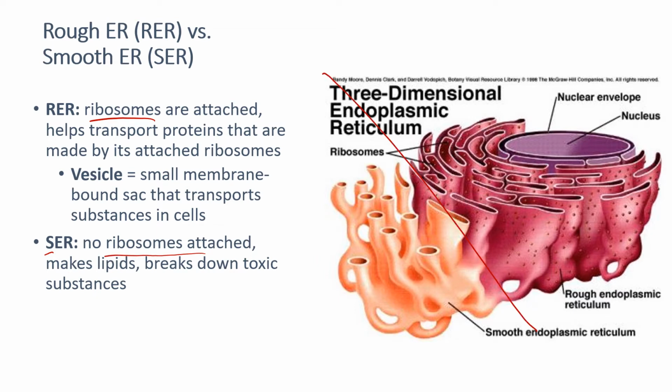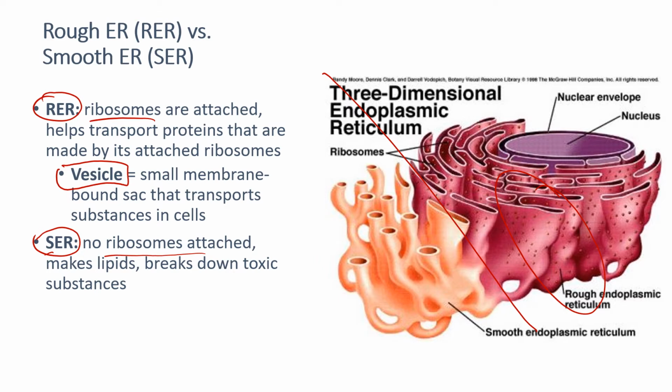You'll notice that they both have different functions. The rough ER, with the ribosomes on it, helps transport proteins that are made by those particular ribosomes. The ribosomes make proteins, and these you can say are contained within something called a vesicle. A vesicle is a membrane-bound sac, and that helps transport substances within the cell.